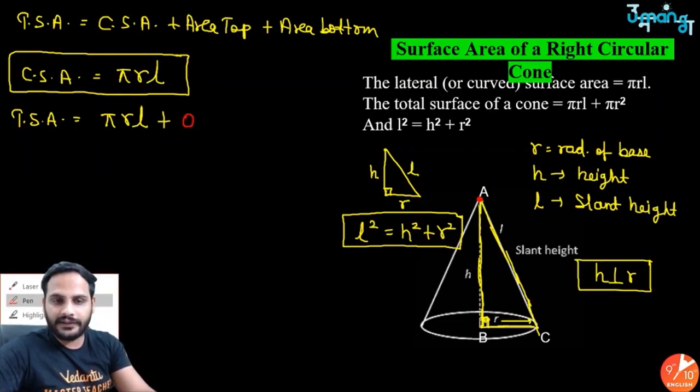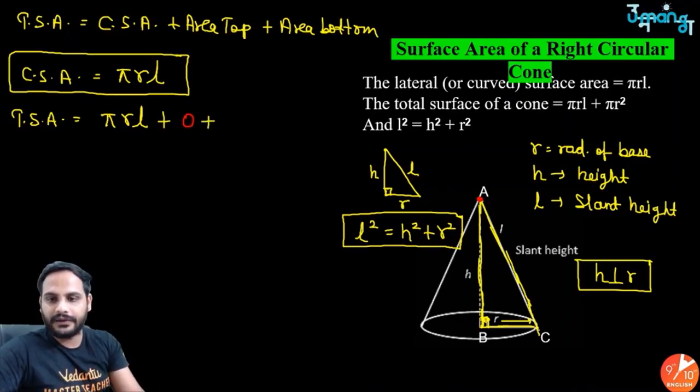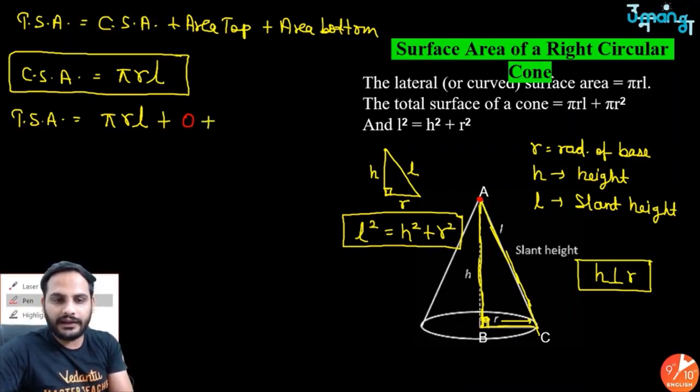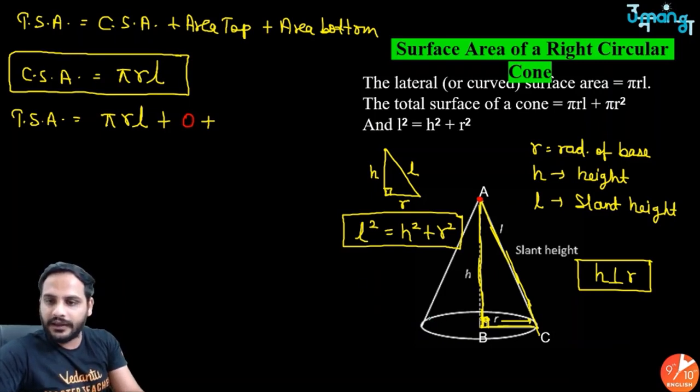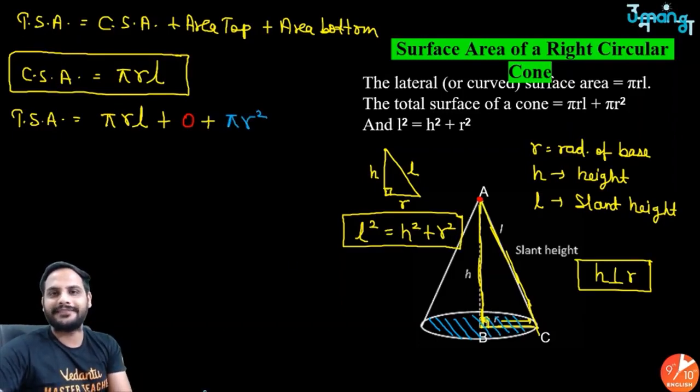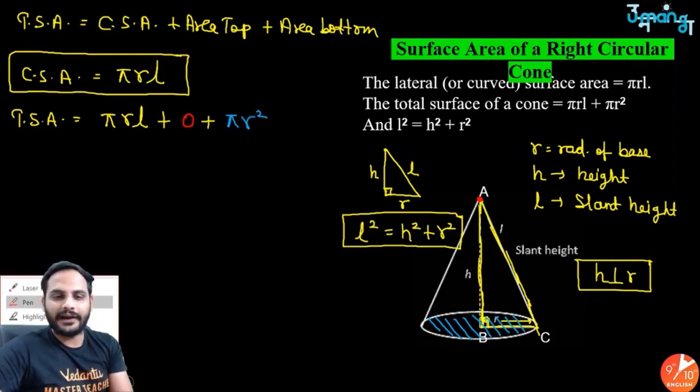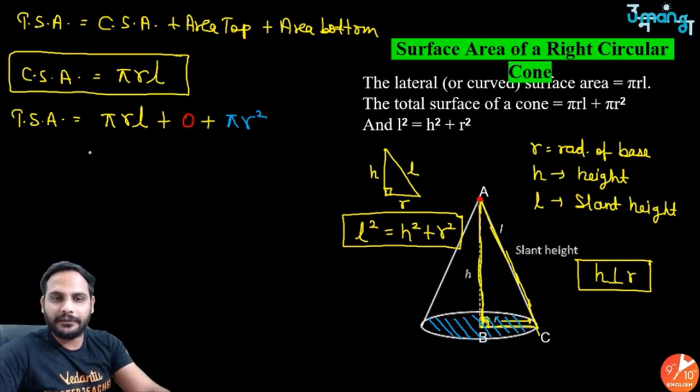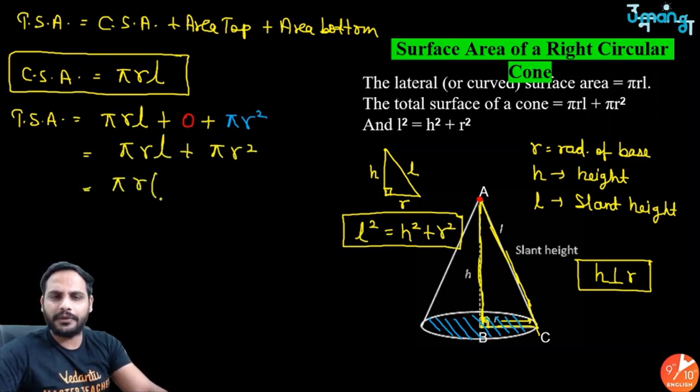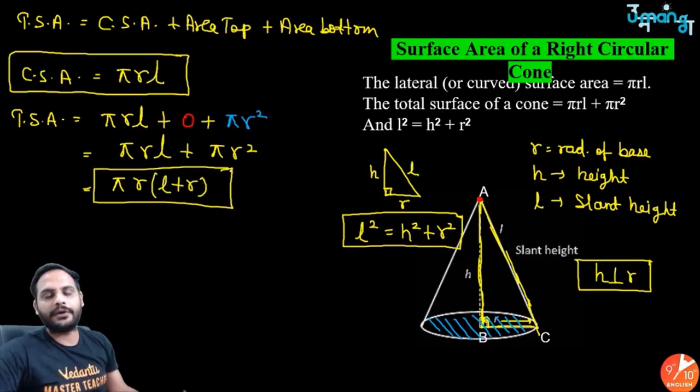Okay. And after that, I'll talk about the area of the base. The base is a circular base, so the area of a circular base will be pi r square. Right? So my total surface area will be pi r L plus pi r square. Take pi r common, you are left with L plus r. Pi r into L plus r. This will be your total surface area.